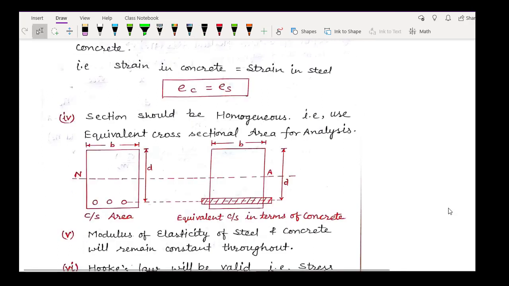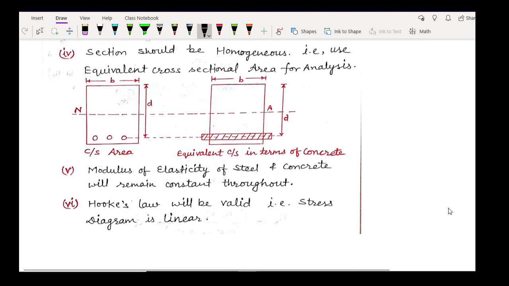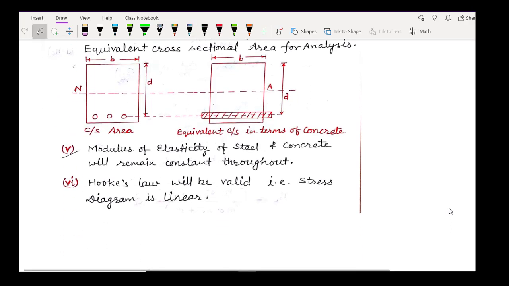The fourth assumption is that the section should be homogeneous, as we have already discussed in WSM, that the section should be homogeneous for analysis, that is, use equivalent cross-sectional area for analysis. So before analyzing the section, we have to convert the section into an equivalent or homogeneous section. Okay, the fifth point is that the modulus of elasticity of steel and concrete will remain constant throughout. The modulus of elasticity, that is Es for steel and Ec for concrete, should remain constant throughout, means no changes are allowed.